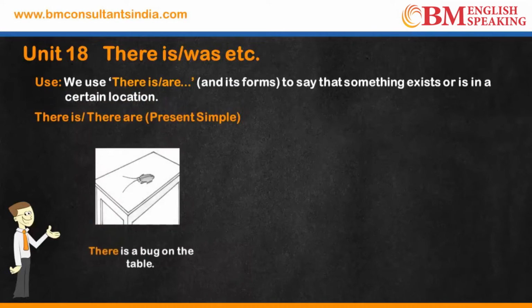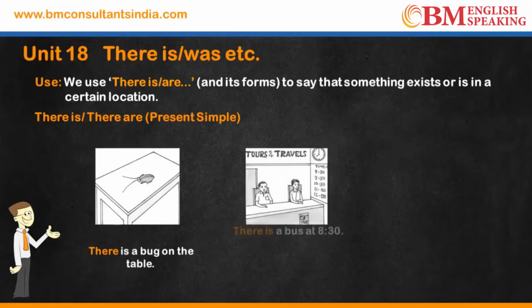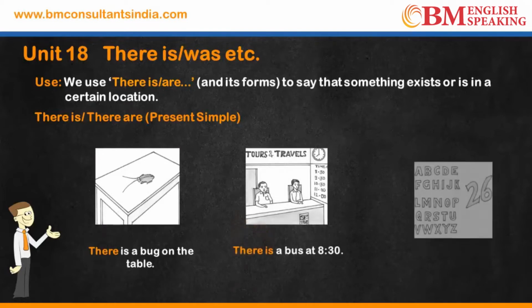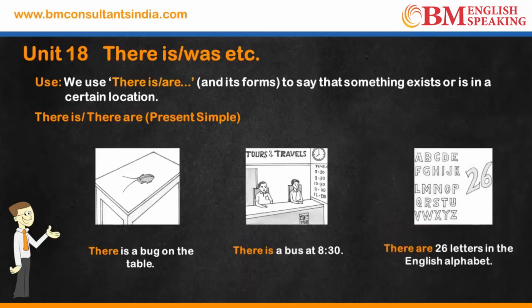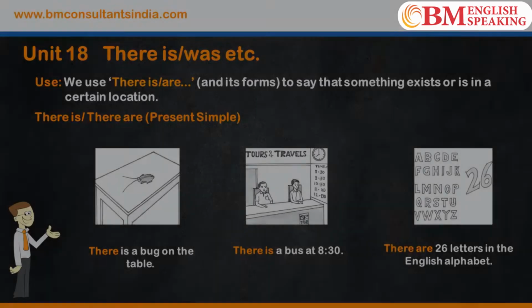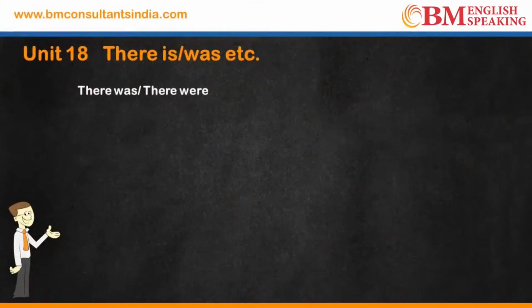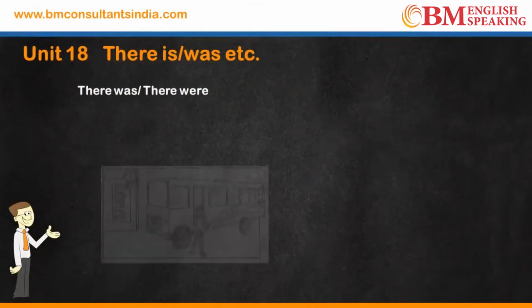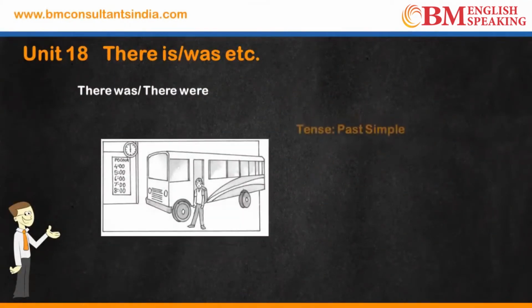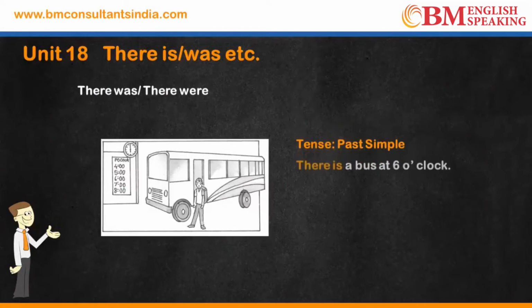Of course, you guessed it right. There is a bug on the table. There is a bus at 8:30. There are 26 letters in the English alphabet. There was, there were. Let's understand past simple tense.